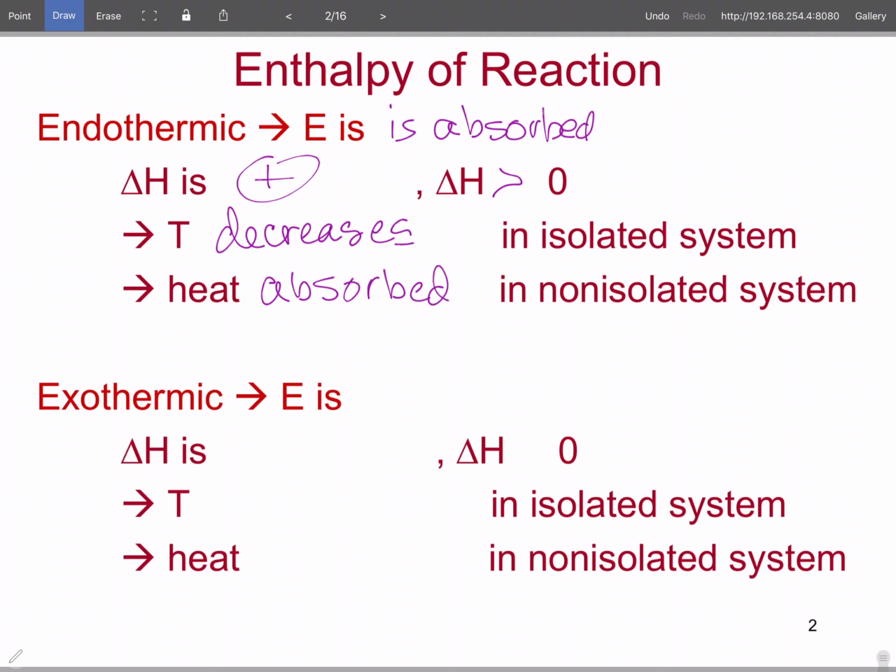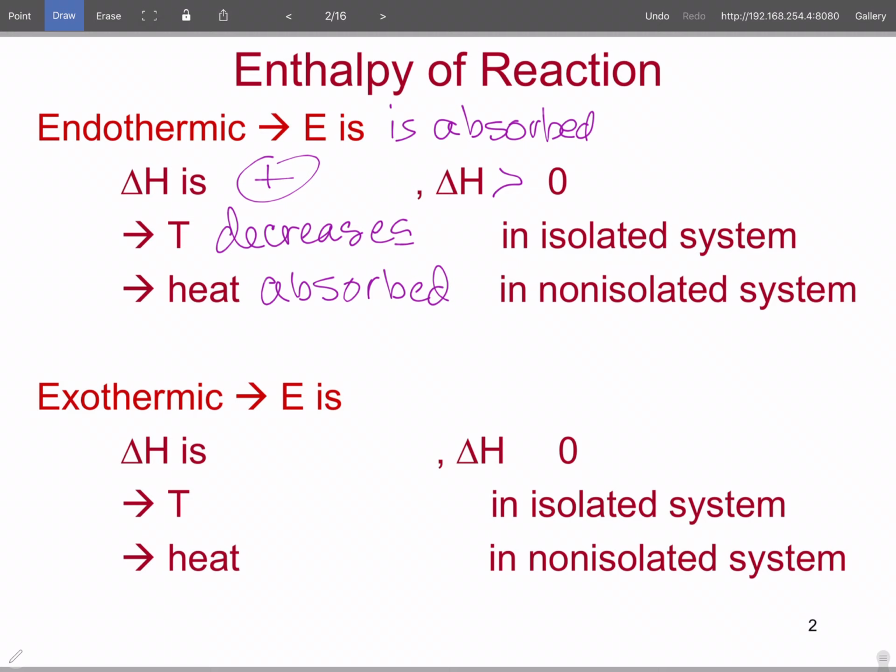So if you're in an isolated system, then as the reaction occurs, it can't pull heat from anywhere else, so therefore the temperature is going to drop. If it's in a non-isolated system, what it's going to do is absorb whatever heat it can from around it. We refer to this as endothermic.